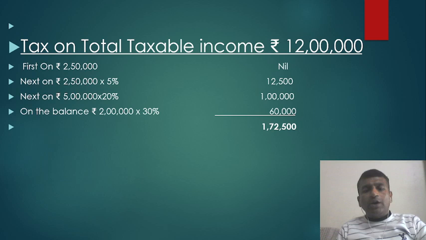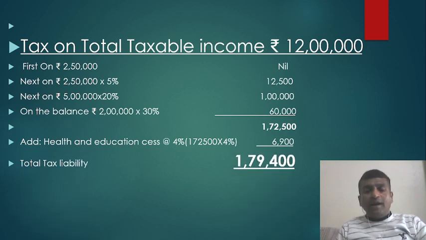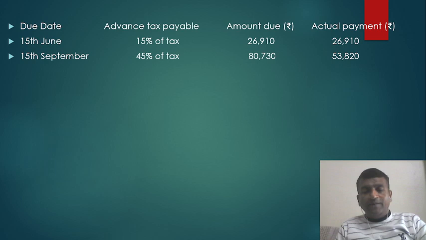Total will be 1,72,500. To this you have to add health and education cess at the rate of 4%, which comes to 6,900, and the total tax liability will be 1,79,400. Now calculating your advance tax. By 15th June you have to pay 15% of tax, that is 26,910 you have to pay. By 15th of September you have to finish off your liability to the extent of 45% of your tax, that is 80,730. As you have already paid 26,910, you have to pay the balance of 53,820.